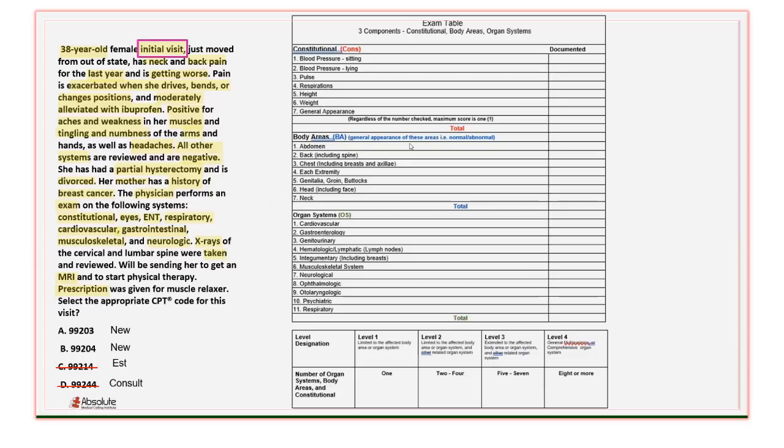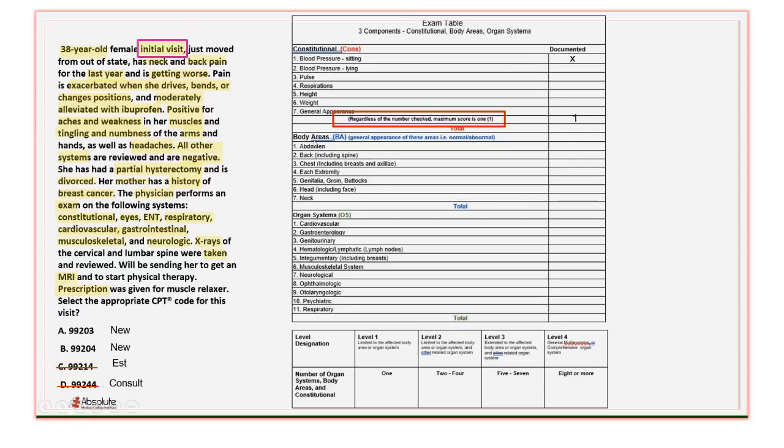So regardless, remember, if we look here, regardless of the number checked, maximum score is 1. So it doesn't really matter here. It does say constitutional was done, so it could have been all of those. It could have been one of them, 2, 3, doesn't matter. We're only going to count 1, okay? So up there for constitutional, we got 1.